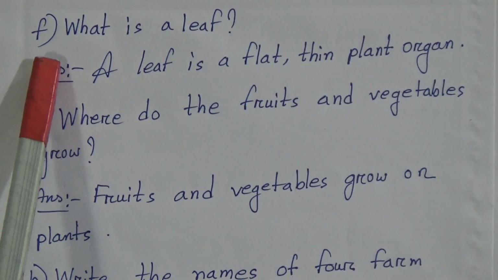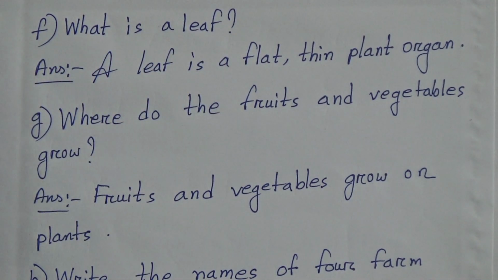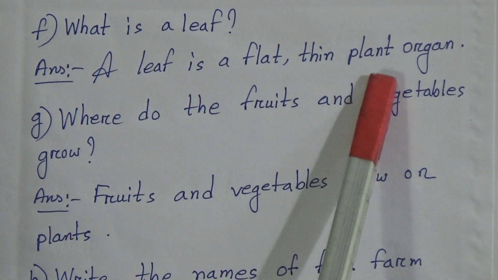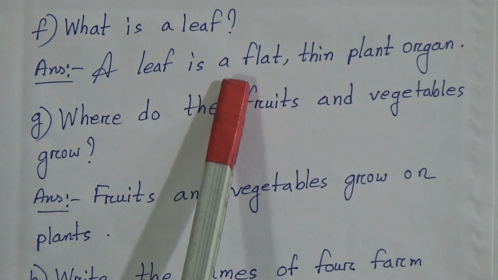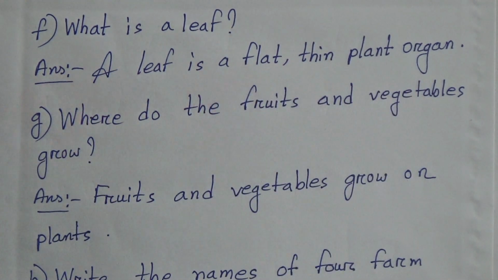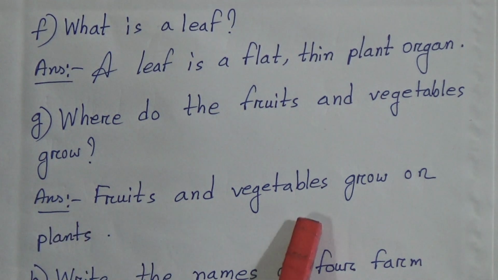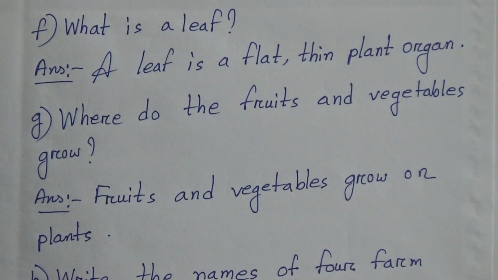And now come to here, this page. Here is F number question, what is a leaf? Answer is, a leaf is a flat, thin plant organ. Now G number question, where do the fruits and vegetables grow? Answer is, fruits and vegetables grow on plants. H number question is, write the names of 4 farm animals. Answer is, 4 farm animals are goat, duck, cow, sheep.